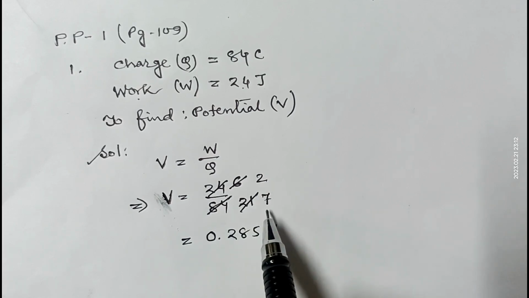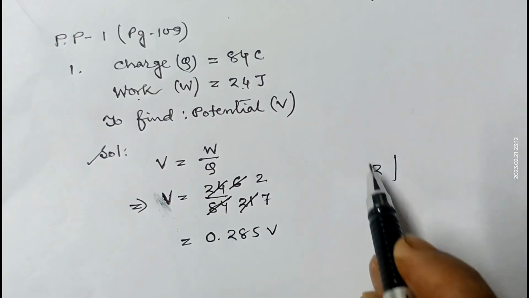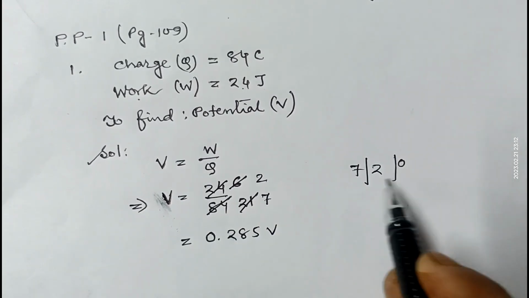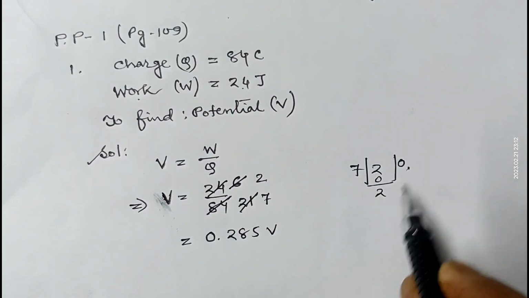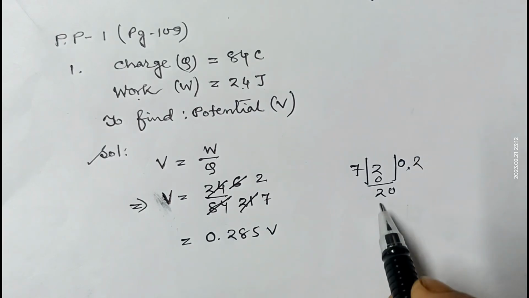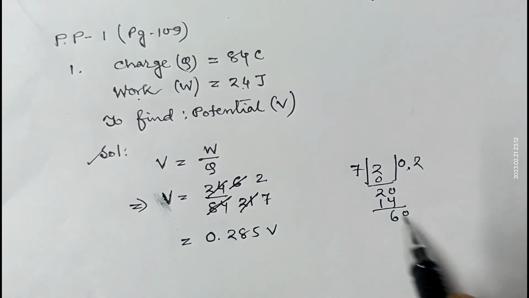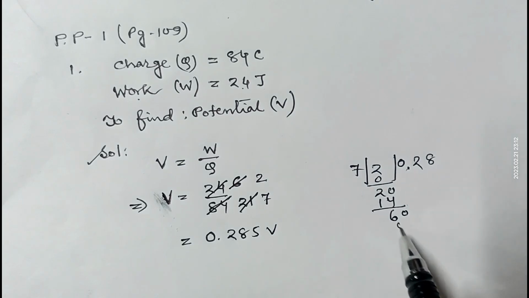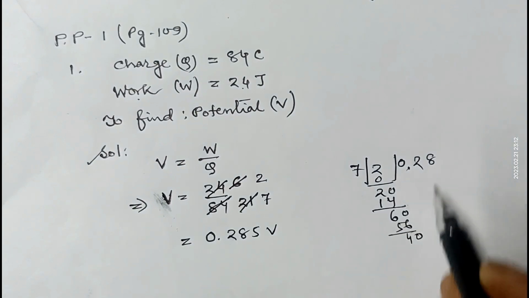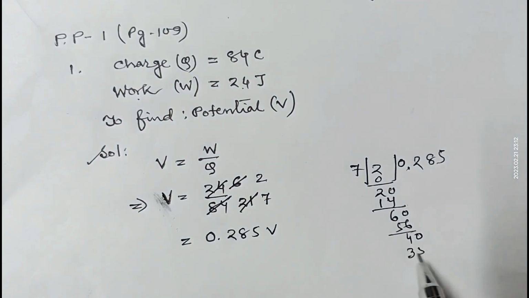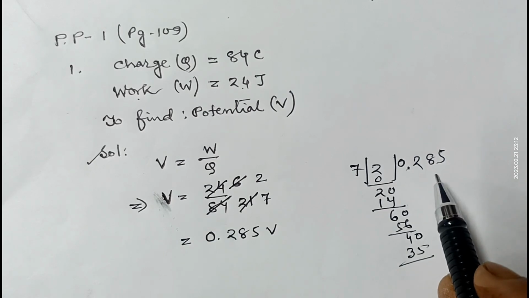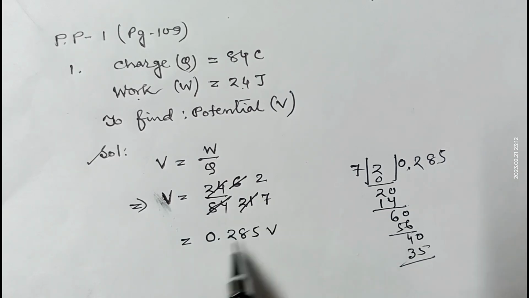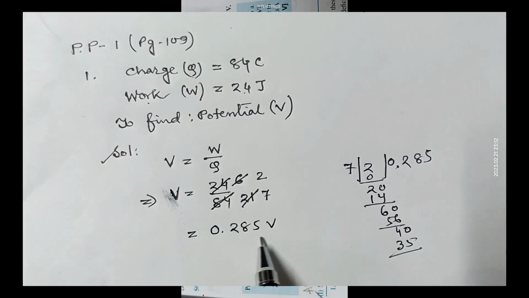Now 2 is divided by 7. 7 zeros are 0, 2.0, 7 twos are 14, here it will be 60, 7 eights are 56, so 40, 5 sevens are 35. So just keep 3 places after the decimal. So 2 by 7 will be 0.285 volt. Therefore, the required potential is 0.285 volt.